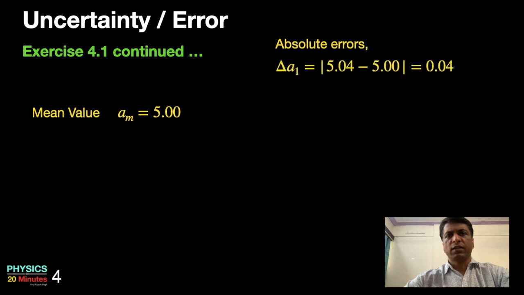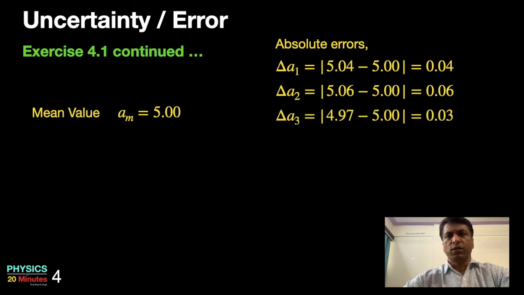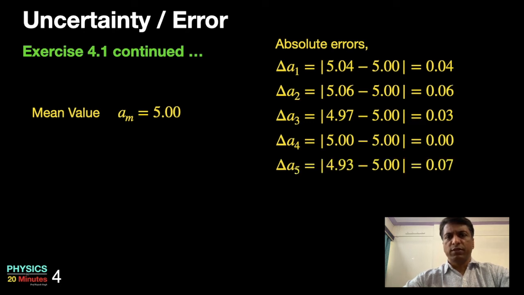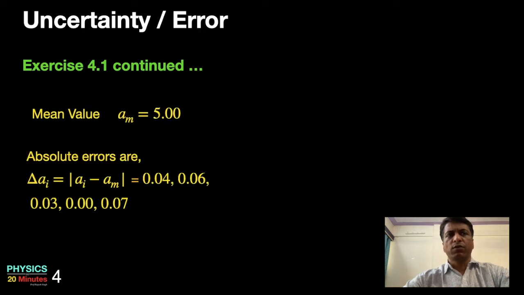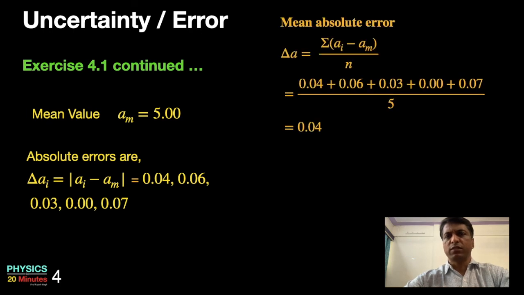Absolute errors in each observation can be calculated. Delta A1 is 5.06 minus 5 in modulus. That will give you 0.06. Delta A2 0.03. Delta A3 0.00. Delta A4 0.07. So now we have calculated the mean value, we have calculated absolute errors in each measurement.